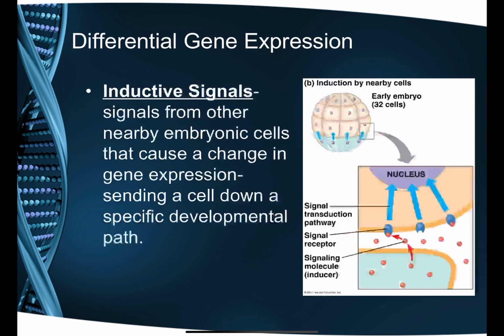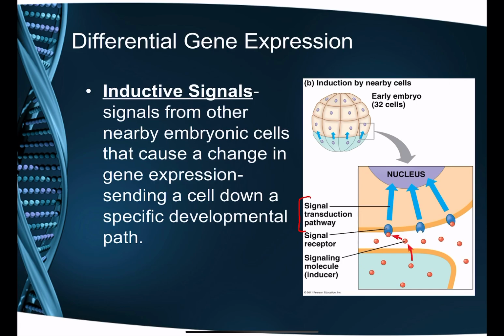Okay? And so there's signals that the cells receive from other cells that neighbor it. So remember in our cell signaling unit, we talked about paracrine signals. And so these are paracrine signals. They're called inductive signals that come from other cells that cause a change in gene expression. So there's a specific type of paracrine signaling called inductive signaling because they cause that change in gene expression, and it stimulates a specific signal transduction pathway that causes a cell to develop in one way or another.